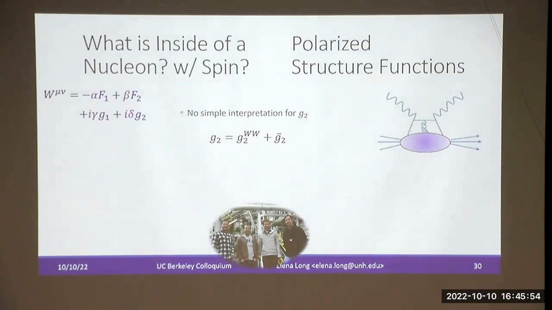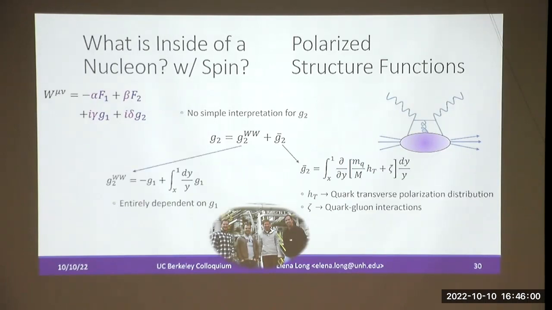The G2 structure function does not have quite as simple an interpretation. I will mention it's split into two parts, one entirely dependent on G1, another one that gives information on quark-gluon interactions. So it might be able to uncover some more information about what's happening with not just the quarks there, but that interaction term, the gluons causing that interaction.